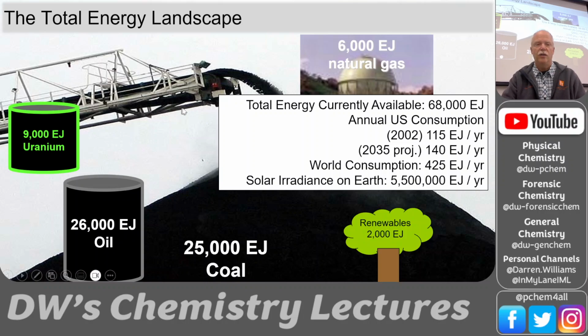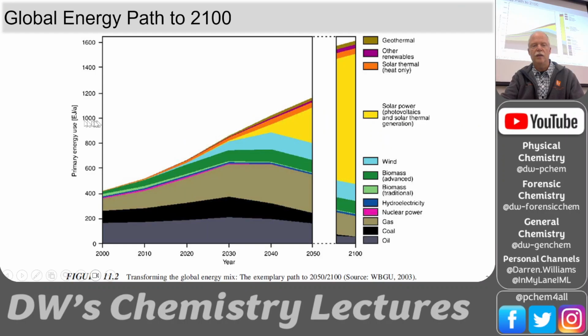So here I took that total energy landscape that we had talked about earlier and converted everything to exajoules, and now put the uranium on here. So we have 9,000 exajoules of useful uranium in our country to manage our energy landscape. This is just showing that coal, oil, natural gas is all going to continue to play a role in the foreseeable future. Biomass is really not easily increased, but notice how solar, that's a huge potential because we saw how much energy the sun hits us with.